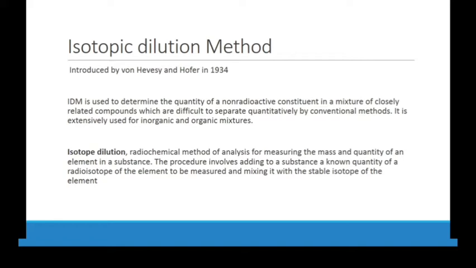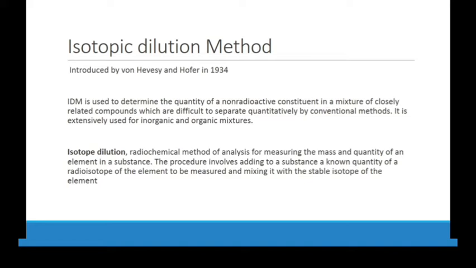If you have a beaker with one sample containing sodium as a constituent, and you want to know the amount of sodium inside the beaker, how will you determine it? By radiation. You will add from outside a known amount of radioactive sodium with a known specific activity of radiation. You know radiation has specific activity.